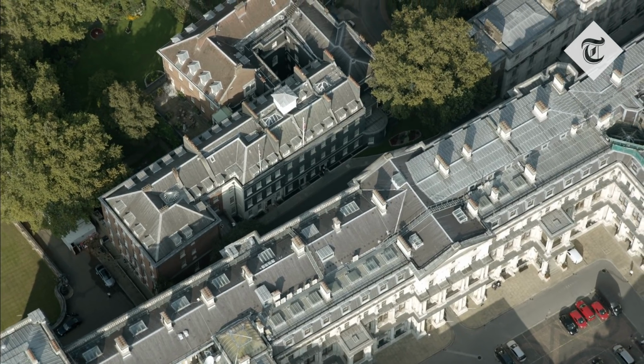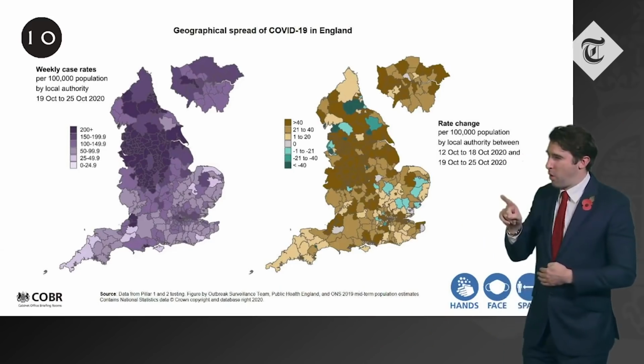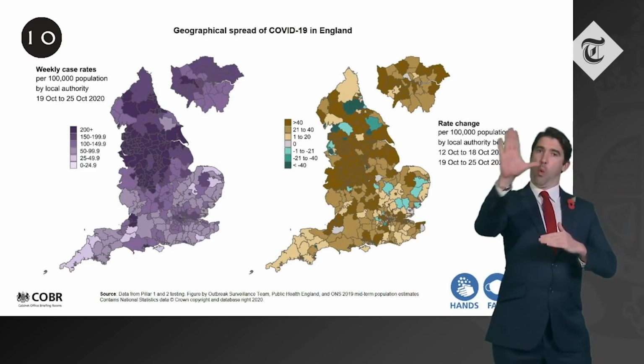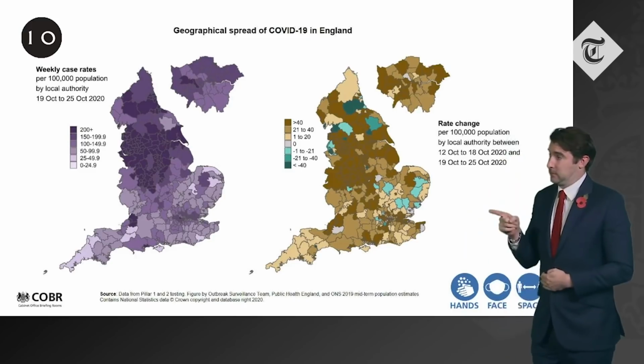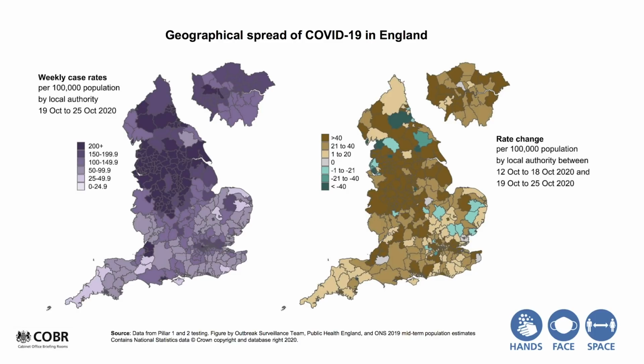First slide, please. As you can see, the weekly case rate for COVID, which is in the darker colours, means that the numbers are worse. And on the right, you can see the rate of change. Anything in brown or yellow, the rate is increasing. The darker the colour, the more rapid the rate of increase. This map shows the geographical spread of the virus across England by comparing 2 different weeks, the 12th to the 18th of October and then the 19th to the 25th of October.